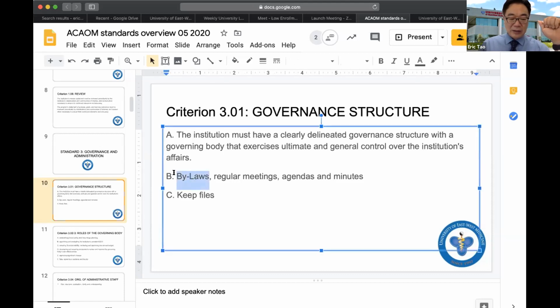Basic idea is that the board has to have a bylaw. They have to meet regularly. Our regular meeting is every term plus special meetings. Every meeting has an agenda and minutes. Thanks to many of you for participating in those meetings. We'll have one coming, I think, in a couple of weeks. And everything needs to be kept on file: all the bylaws, meeting minutes, appendix. So this is the basic idea, okay?